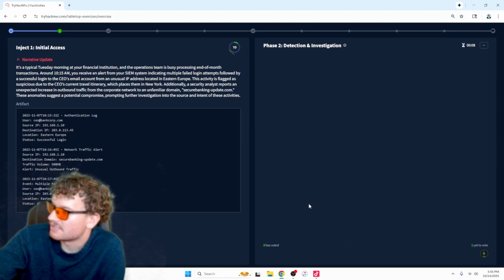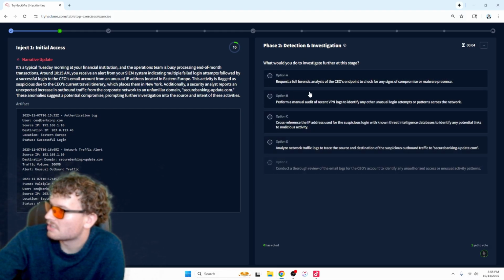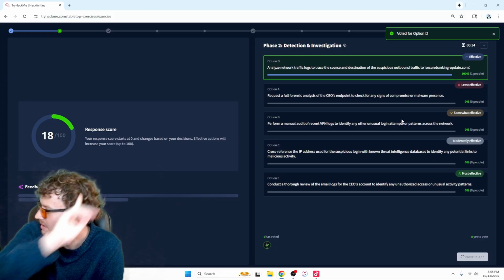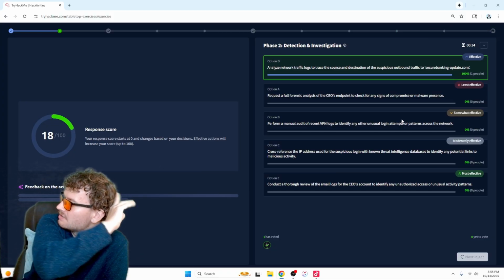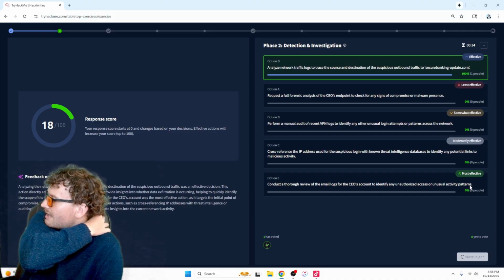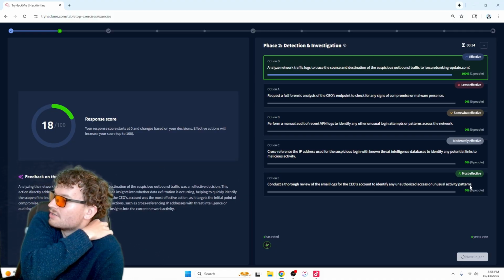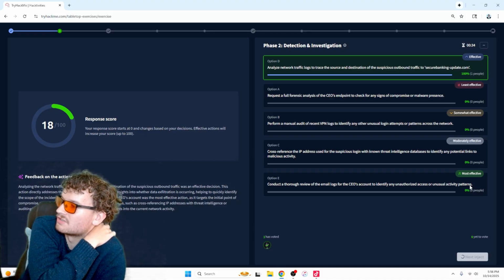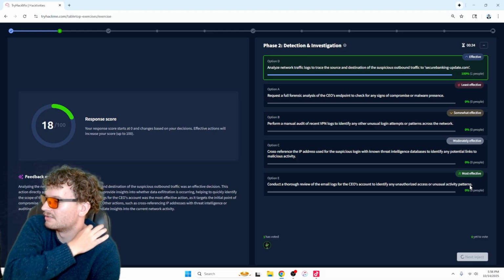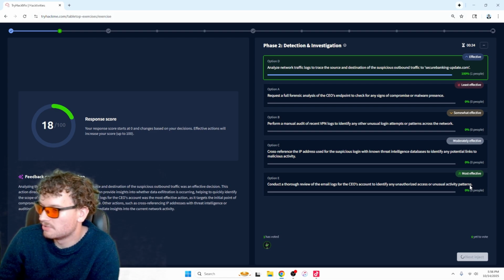Let's move on to the next phase. Same scenario, what would I do to investigate further? I would definitely analyze network traffic logs to trace the source and destination of the suspicious outbound traffic to securebankingupdate.com. It's somewhat effective. The most effective was conducting a thorough review of the email logs for the CEO's account to identify any unauthorized access or unusual activity patterns. Yeah, that's also effective. The reason I chose mine is that I just want to see the logs of the source and destination IP address to see what the domain is there for. But I guess conducting a thorough review of email logs would have been the better option.